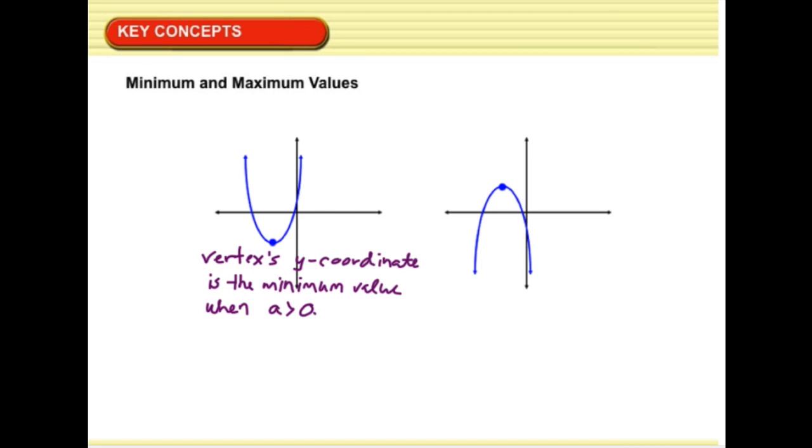And the maximum value is when the vertex's y-coordinate is the maximum value when A is less than 0, or when A is negative. This is something we talked about in the last video, but just as a quick reminder, you always want to be sure you know which direction your parabola is going in before you start graphing.